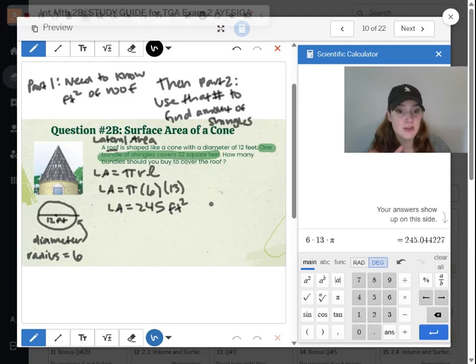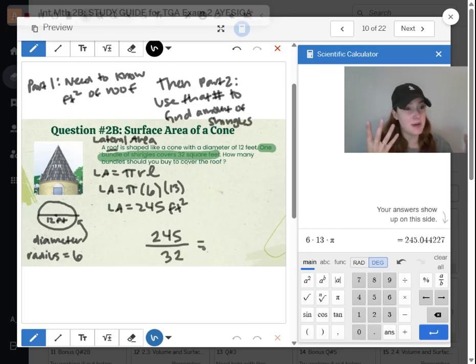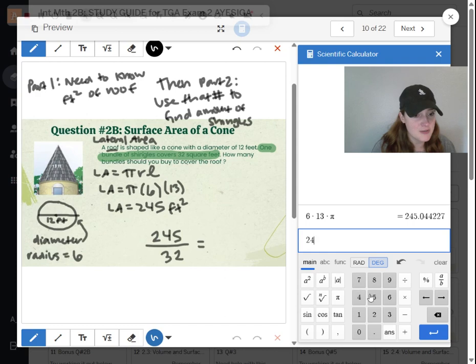So how do we know how many bundles? We're going to take that amount, this is our total square footage, and divide by 32 to see how many bundles of shingles we need to purchase. So 245 divided by 32.